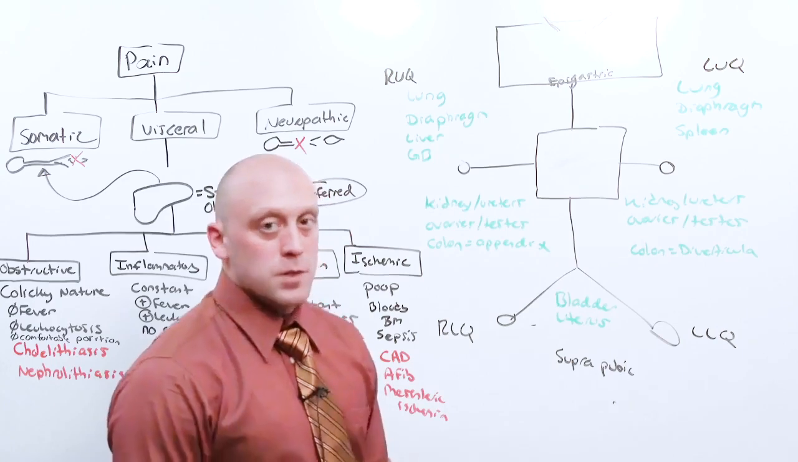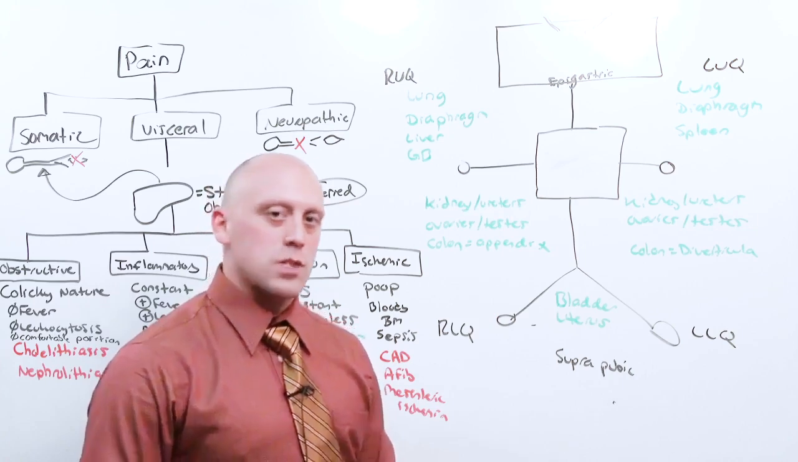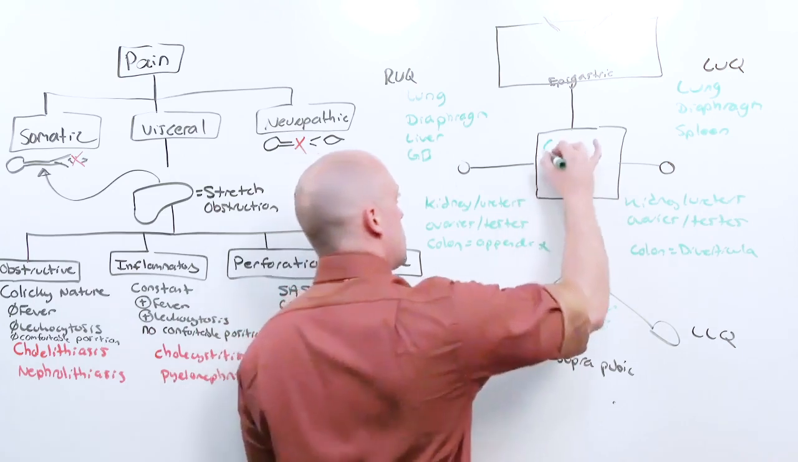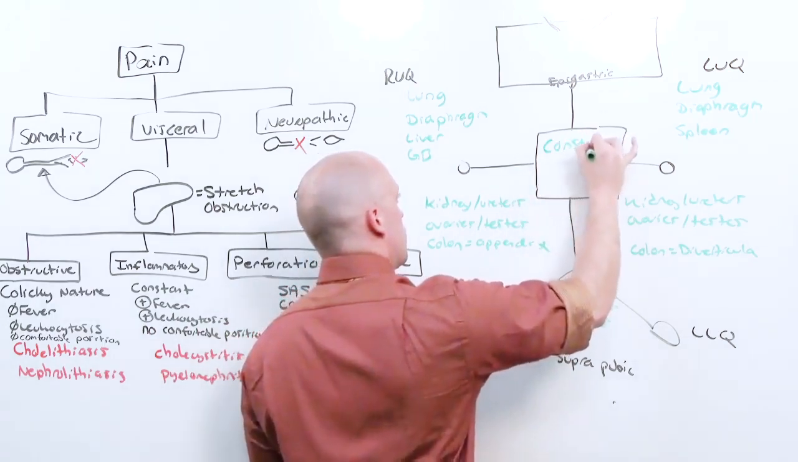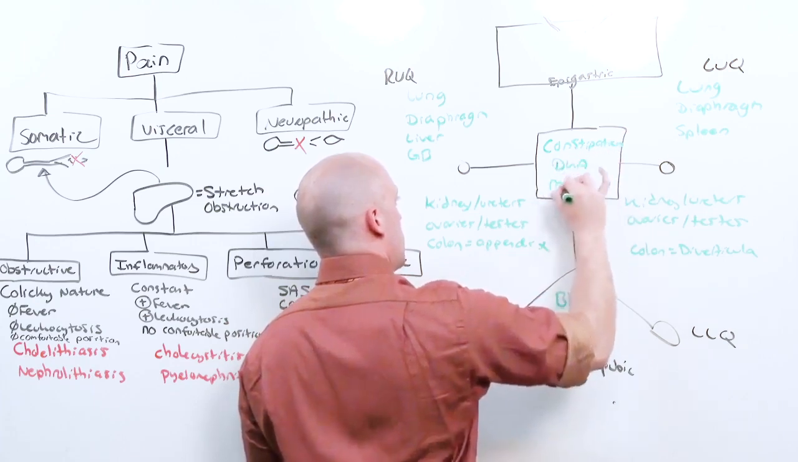And then in the middle is going to be those sort of diffuse things that we're going to consider only towards the end when we're not sure what else there is. This is going to be things like constipation, DKA, and mesenteric ischemia.